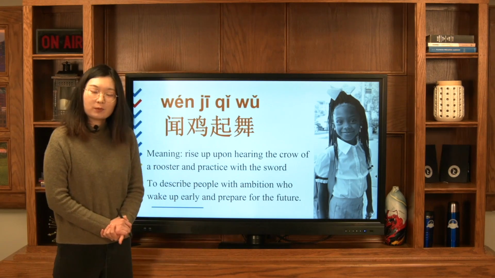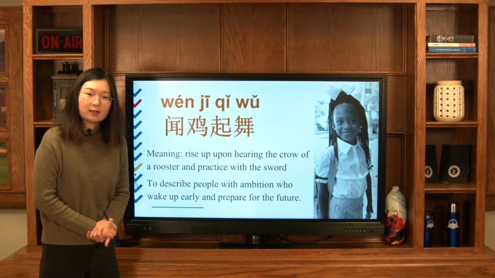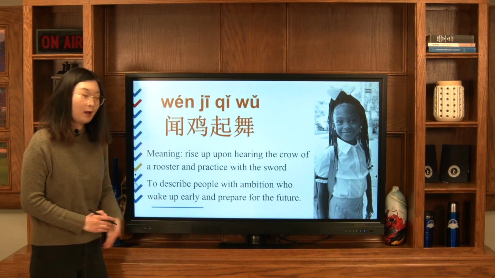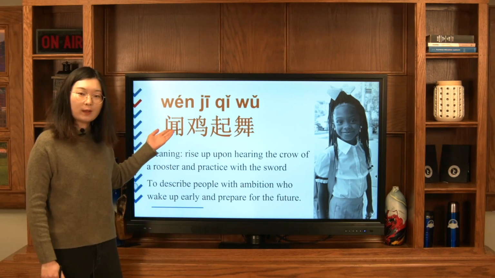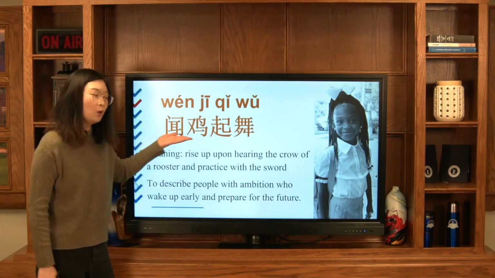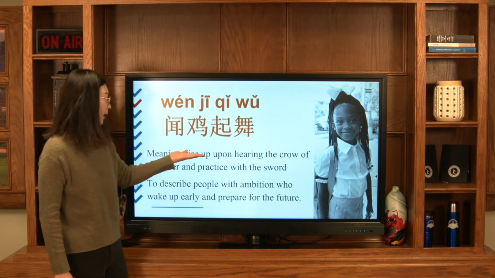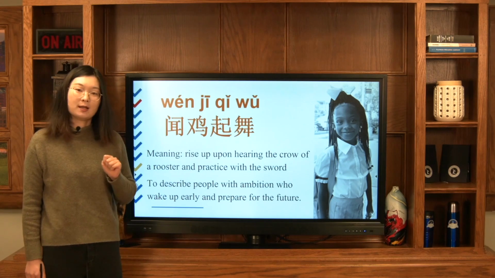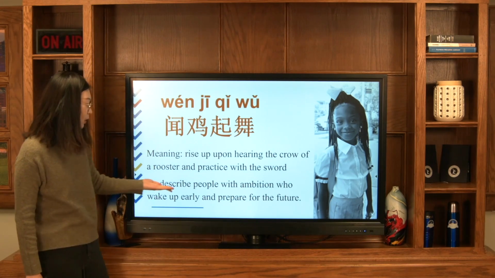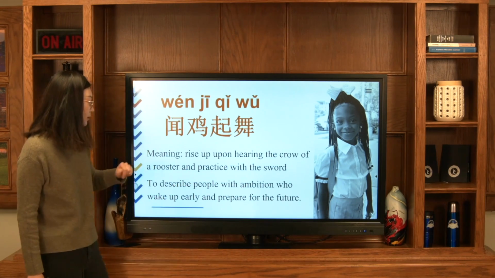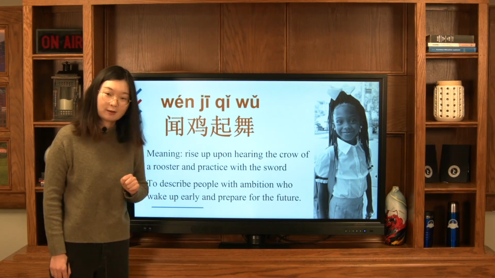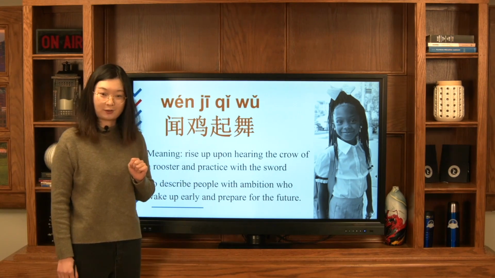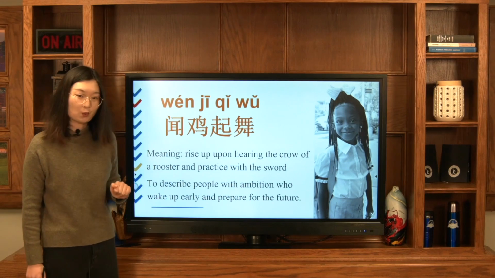Okay, as usual, before we learn the new idiom, let's do a review of the one we learned last time. 闻鸡起舞. Remember, 闻鸡起舞, rise up upon hearing the crow of the rooster and practice with a sword. It's used to describe people with ambition who wake up early and study hard, work hard to prepare for a brighter future.